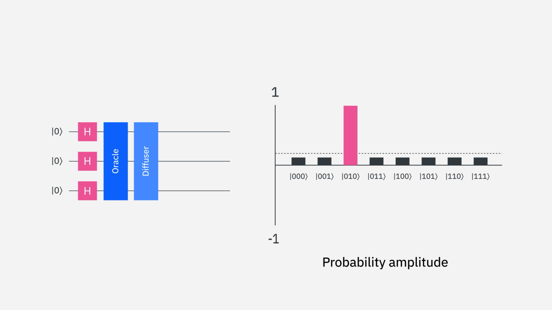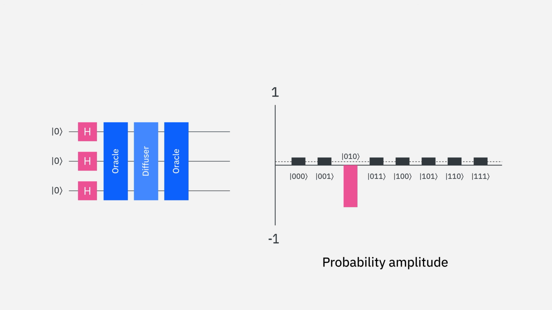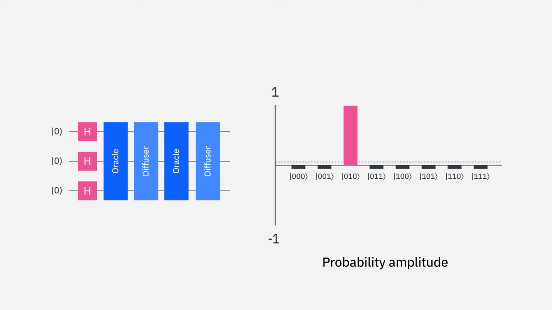I've just shown one iteration here, but we can apply the oracle and diffusion operators multiple times to continue to steer the state closer and closer to the target state. Then finally, all 4 qubits are measured. If the circuit's done its job, the correct state will appear with a higher probability than any other.